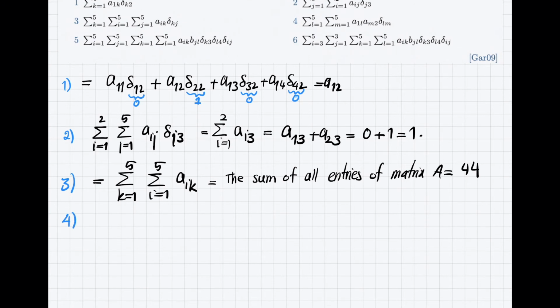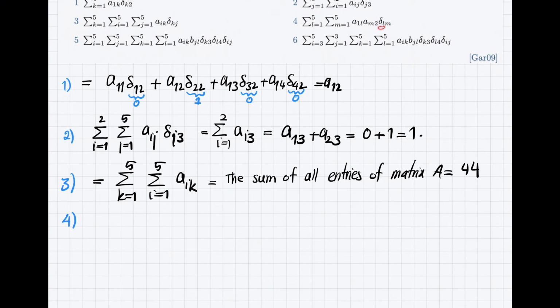So number 4, let us analyze the problem. I have the double sum and I have one delta, and then the sigma sitting next to delta depends on m. The counter is m, and m is exactly one of the indices. So I can eliminate these two, but I need to be careful. Is the second index of my delta in the range of the counter? The answer is yes, because the second index is L.